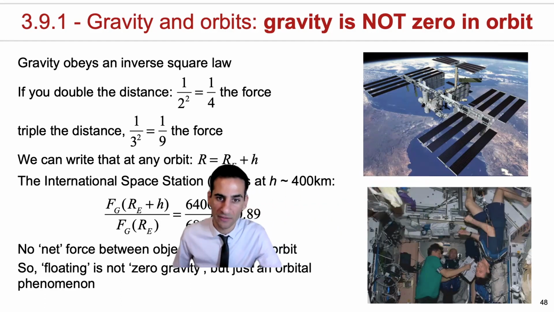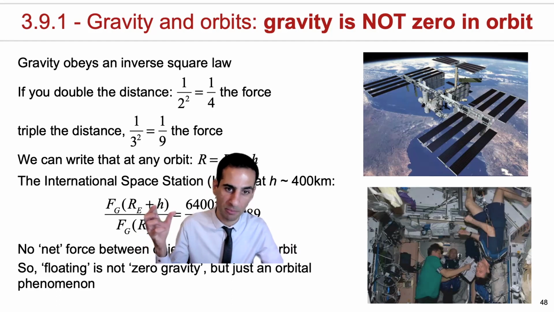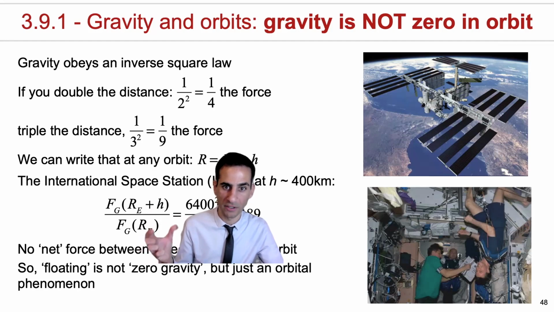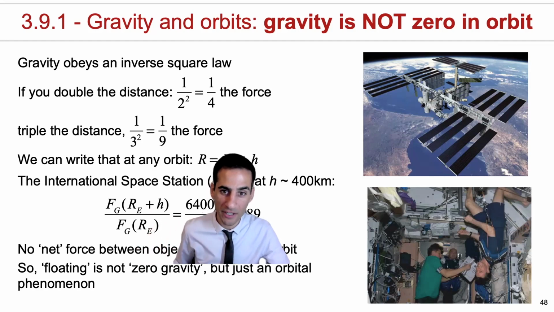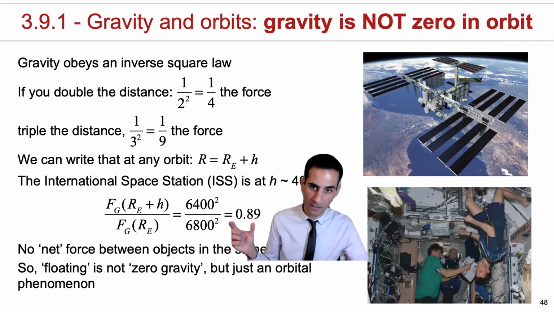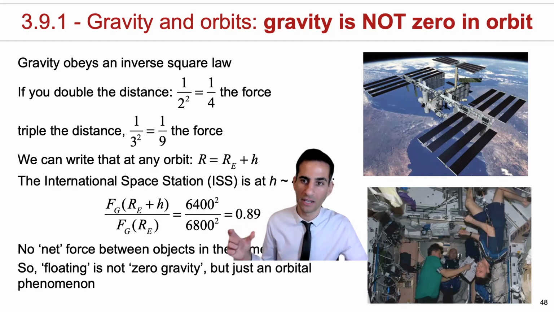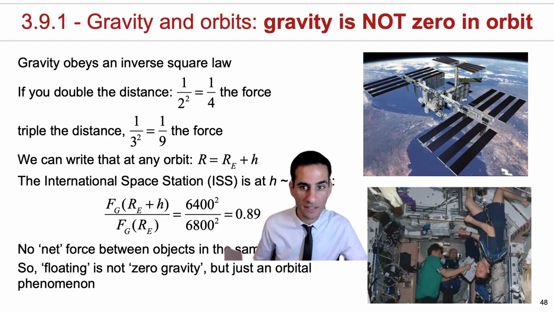And you can have a look at the ratio, for example, of the gravity force at that point versus the gravity force at the Earth's surface. You can very easily demonstrate that this is not zero. So you still feel about 90% of the gravity on Earth, even at the height of the International Space Station.